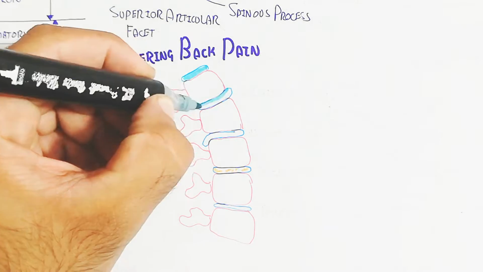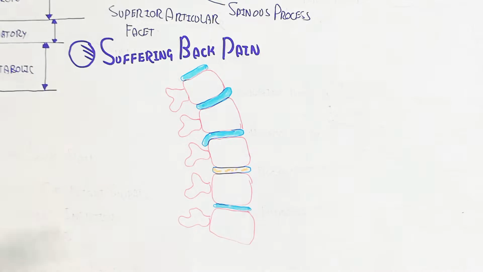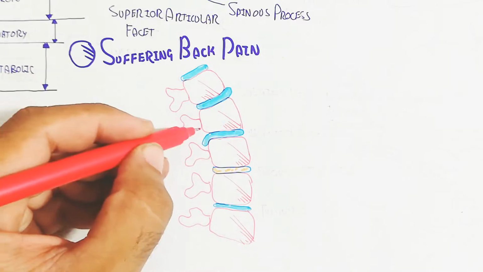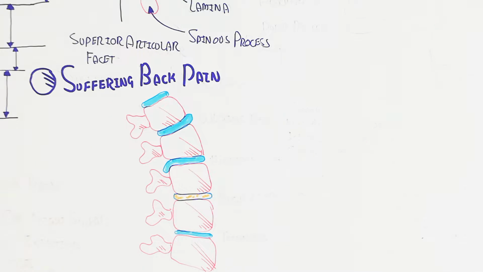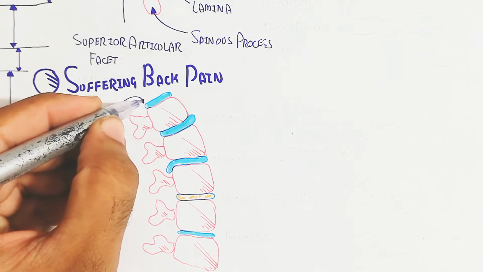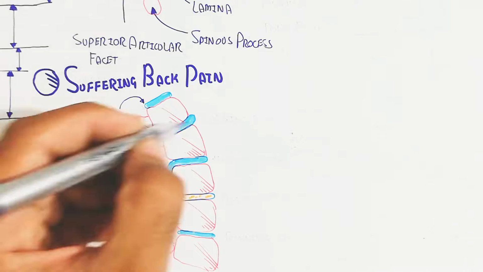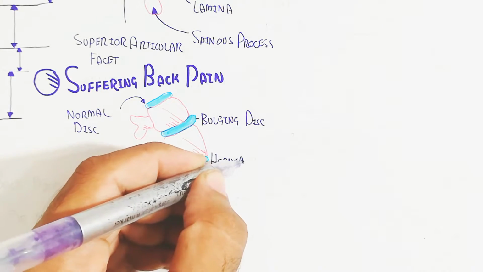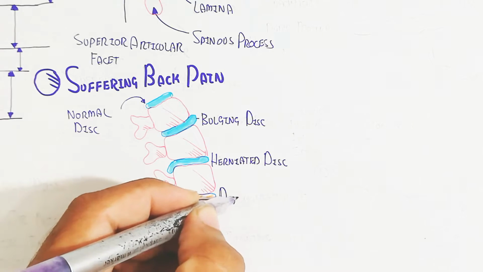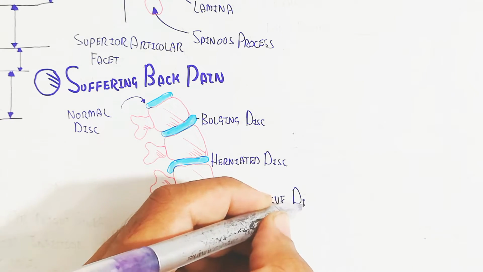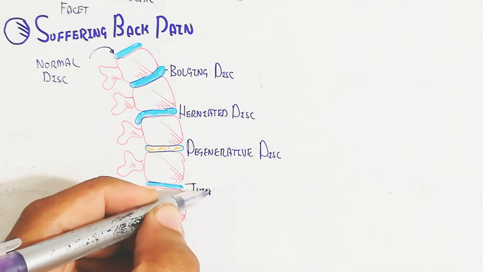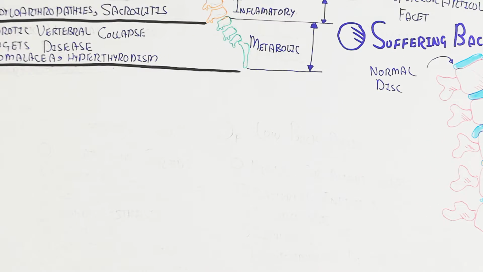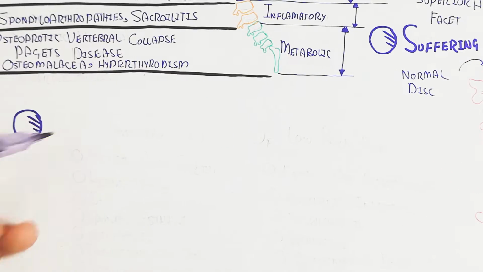This is suffering back pain. Basically the back pain occurs due to some reason. Let's begin to understand. Number one, this is a normal disc, so back pain will not occur. But in this way a bulging disc will lead to back pain, and also a herniated disc and a degenerative disc. Degeneration means deterioration due to some process, such as bacterial infection, and a thinning disc.